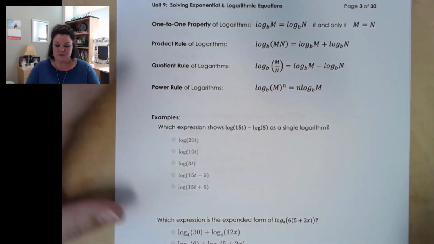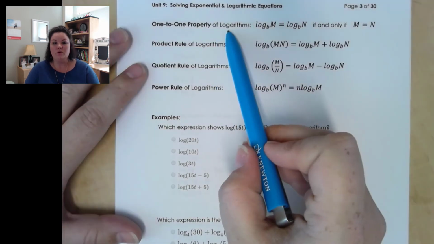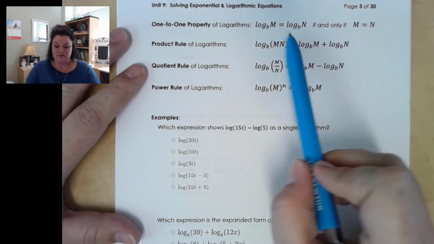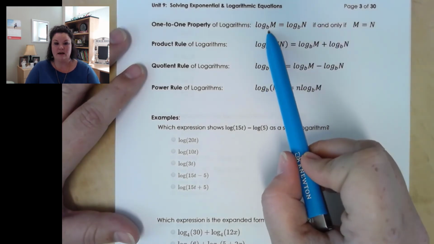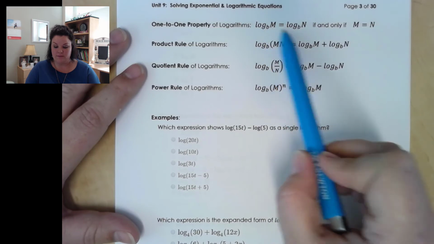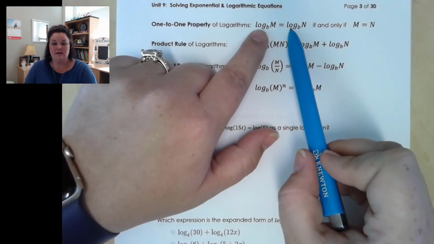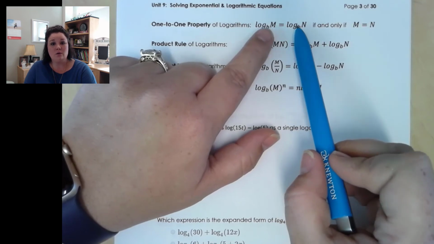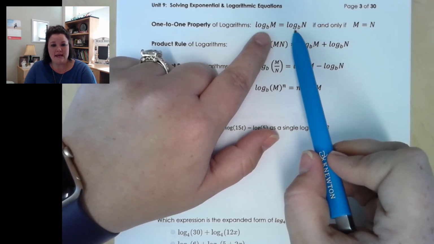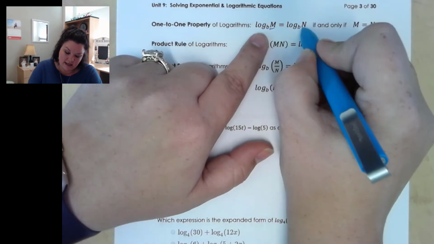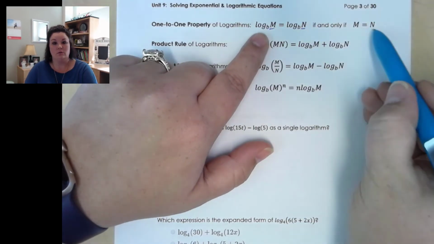Okay, so the first one is a one-to-one property, and we will use this one a lot in both directions. And this states that if we have log base b of m is equal to log base b of n, so we have the same log base on both sides. If these two logs are equal and they have the same base, that's only true if the little numbers inside of them are also equal.